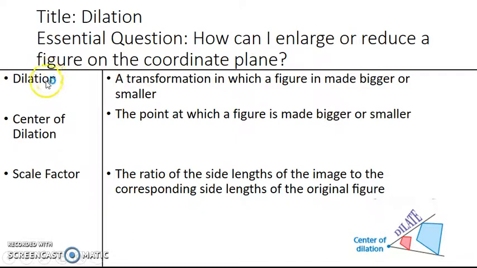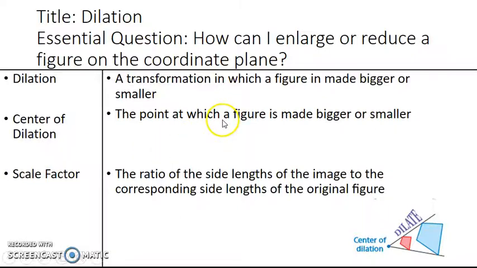By definition, a dilation is a transformation, our very last transformation, in which a figure is made bigger or smaller. When we dilate a figure, we have a point at which the figure is made bigger or smaller. Most of the time, it's going to be about the origin, the center of the coordinate plane. The scale factor is the ratio of the side lengths of the image that correspond, the ratio between the original figure and the image. The scale factor is how we enlarge or reduce a figure on the coordinate plane.